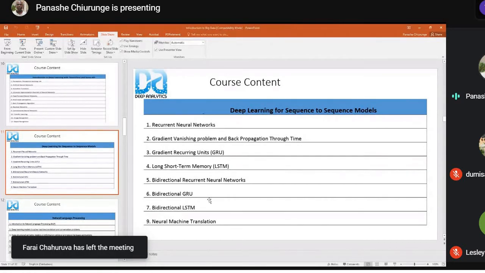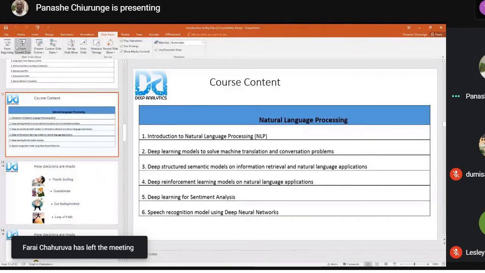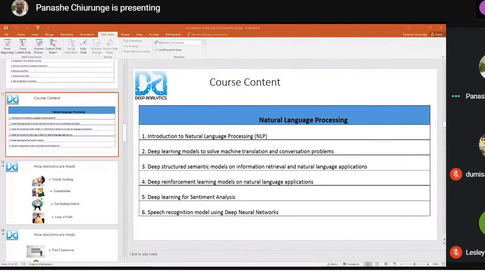And then we'll look at natural language processing. We'll do an introduction to NLP, natural language processing. We'll look at deep models for solving machine translation and conversation problems. We'll look at deep structured semantic models of information retrieval and natural language applications, and deep reinforcement learning models on natural language applications, deep learning for sentiment analysis, speech recognition models used in deep neural networks.